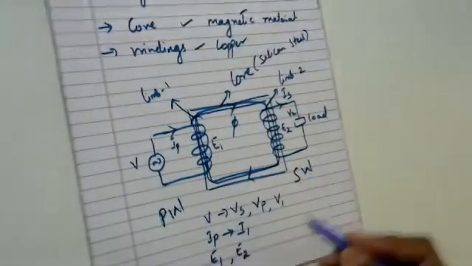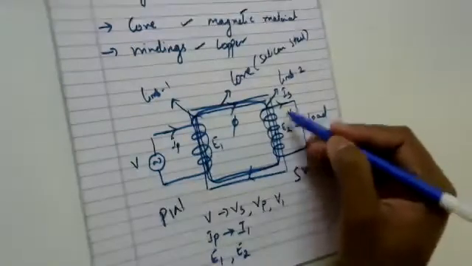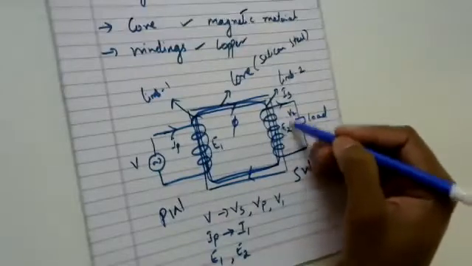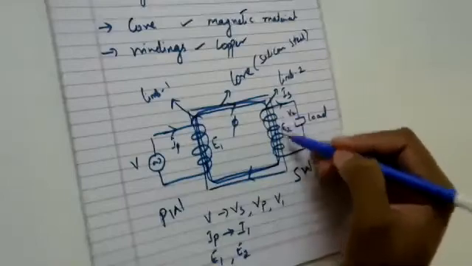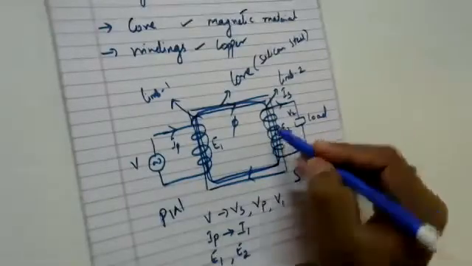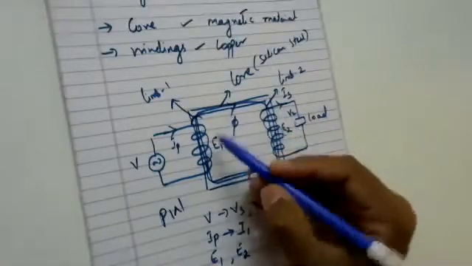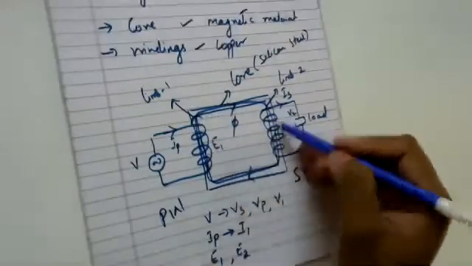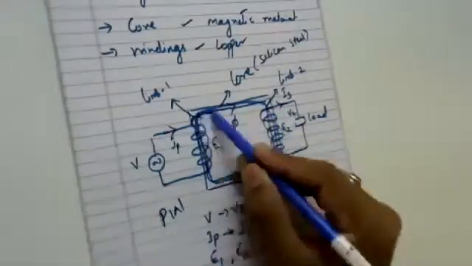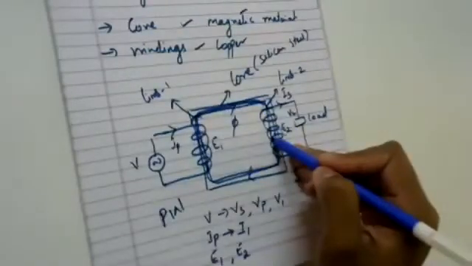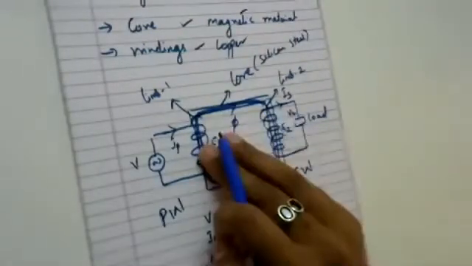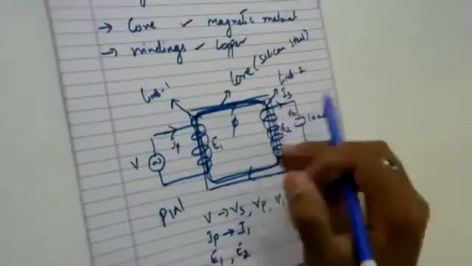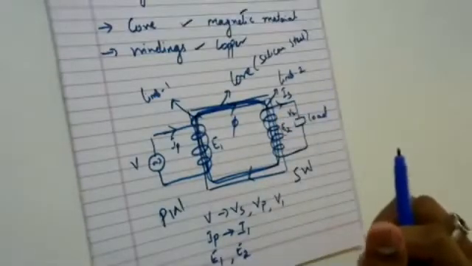What about E2? E2 is a mutually induced EMF. Why is it called mutually induced EMF? Because here the EMF is produced because of flux linkage from the primary coil. As we said, whatever flux the primary winding produces links to the secondary via this magnetic path. Since the flux of the primary is linking to the secondary and producing this EMF, it is said to be a mutually induced EMF.